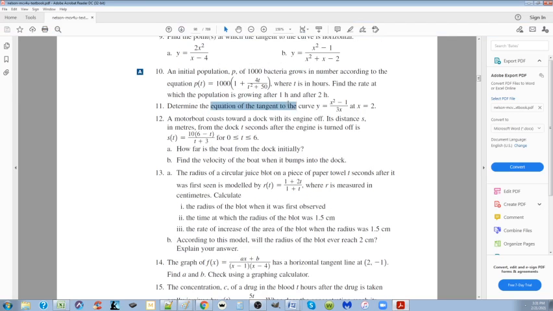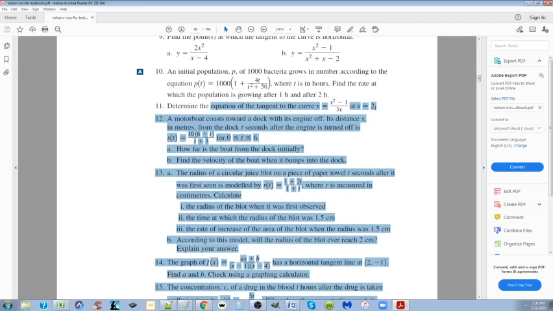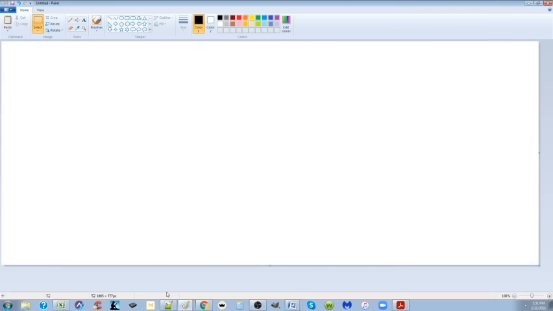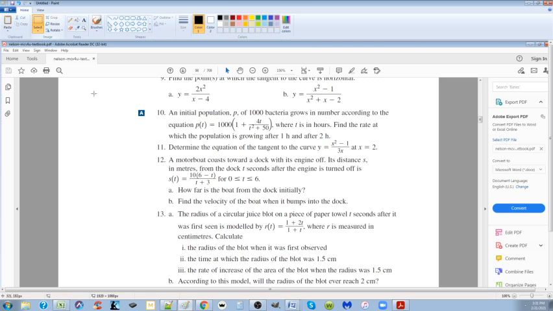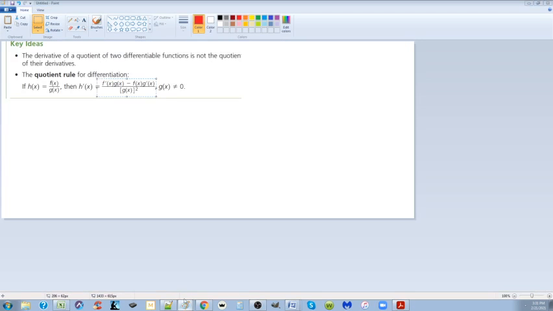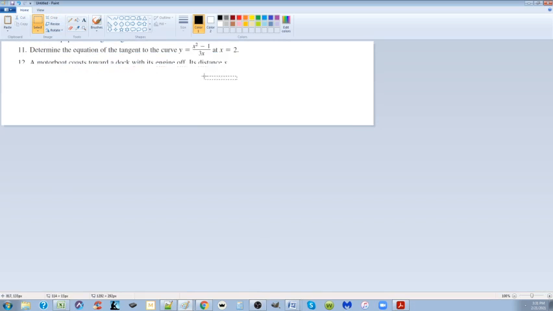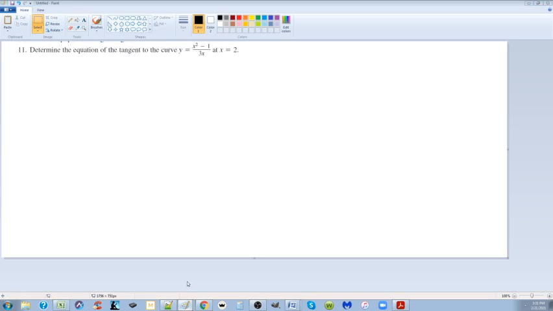Determine the tangent to the curve when x is 2. Do the equation of the tangent. So they want the equation of a line. Do I really want to spend all this time doing that over and over again? Really? Can you not figure out what that is? Can you not figure out that it's pretty much the same as the product questions? They're just making us practice the quotient over and over again. I'll get a clean copy of my quotient.